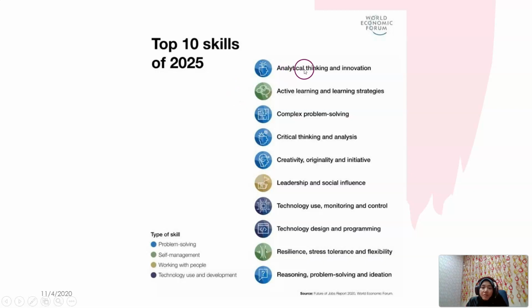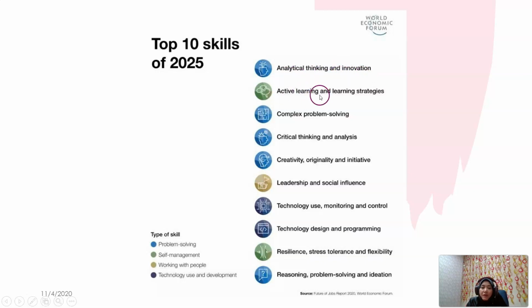So this is the top 10. The first priority skill is analytical thinking and innovation. I hope that you will use this subject to polish your critical thinking and your creativity.